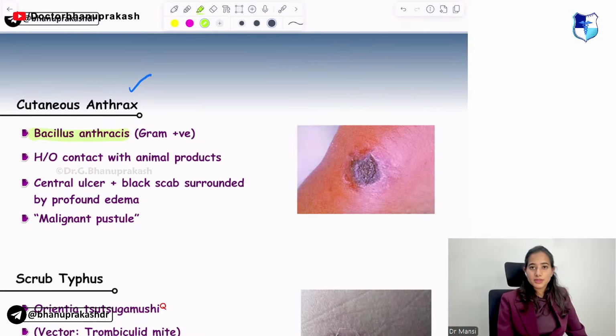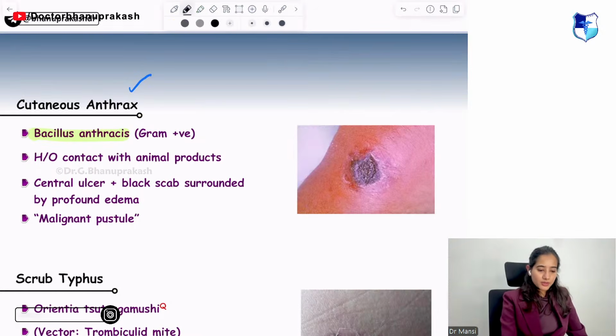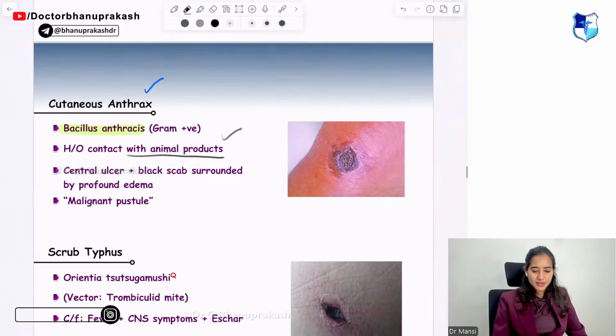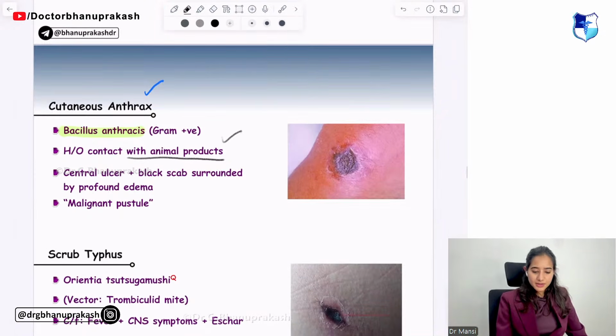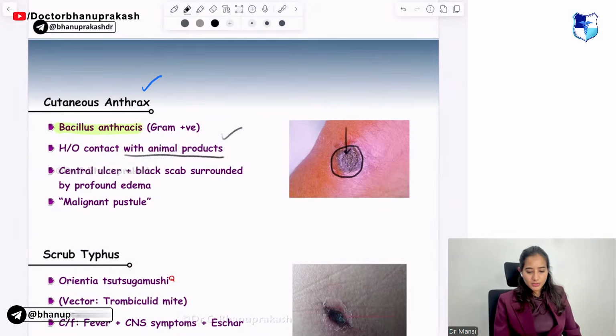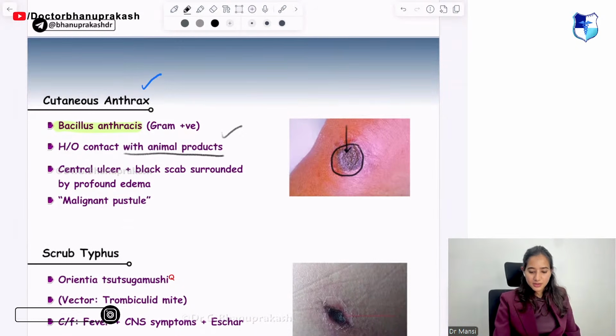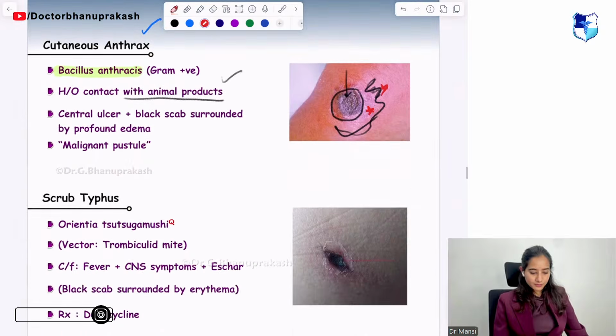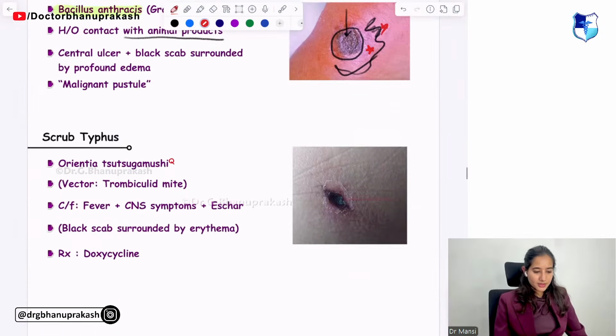Then we move to the next infectious disorder of skin, cutaneous anthrax, where Bacillus anthracis, a gram-positive organism, is going to cause this. What is important is animal products, so contact with animals. People who rear animals like buffalo or cow will give this history. There is a central ulcer with black scab, surrounded by profound edema. You can see around the lesion erythema, reddish discoloration. And this is all about cutaneous anthrax.